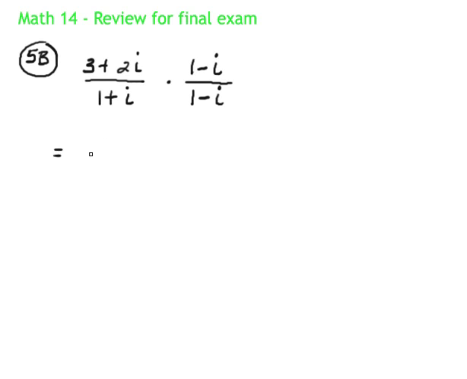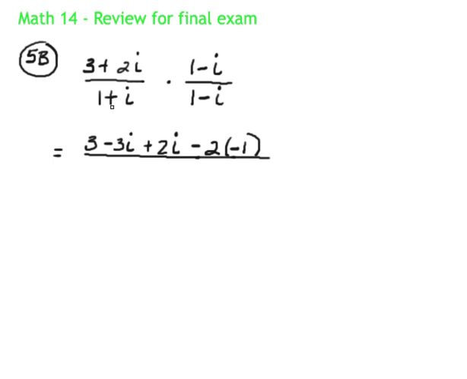Okay, first let's do the numerator, and we'll multiply using FOIL. So it's 3 times 1 is 3. Then here for the outer we have minus 3i. For the inner we have plus 2i. And for the last we have 2i times minus i. So that's minus 2, and i times i is minus 1. So that'll be a plus 2 over there.